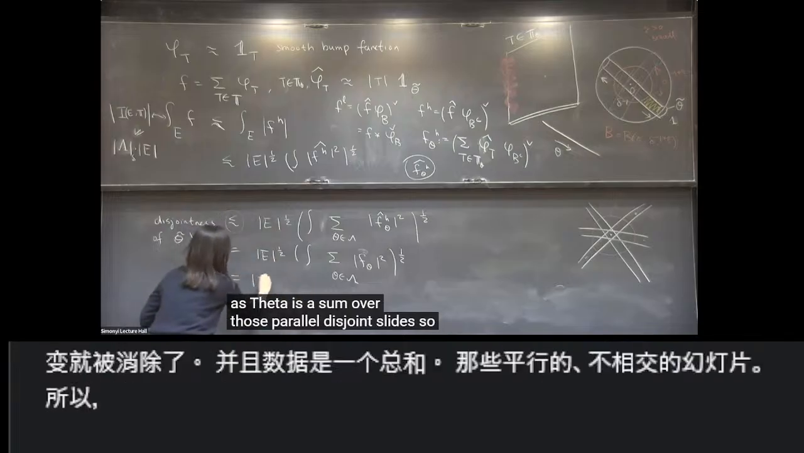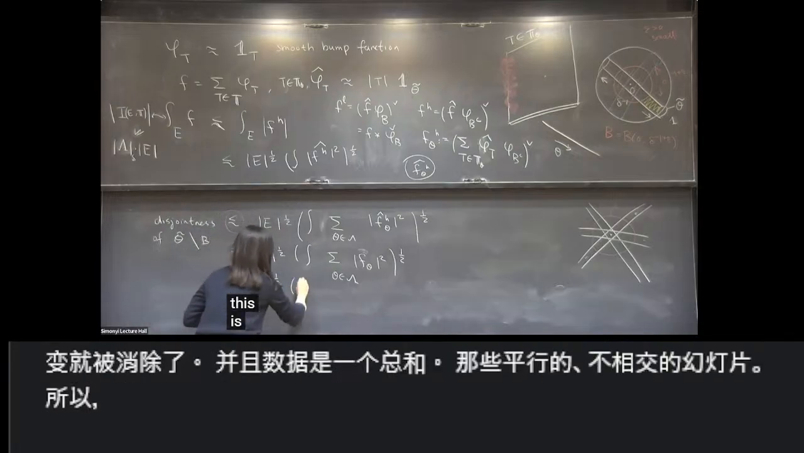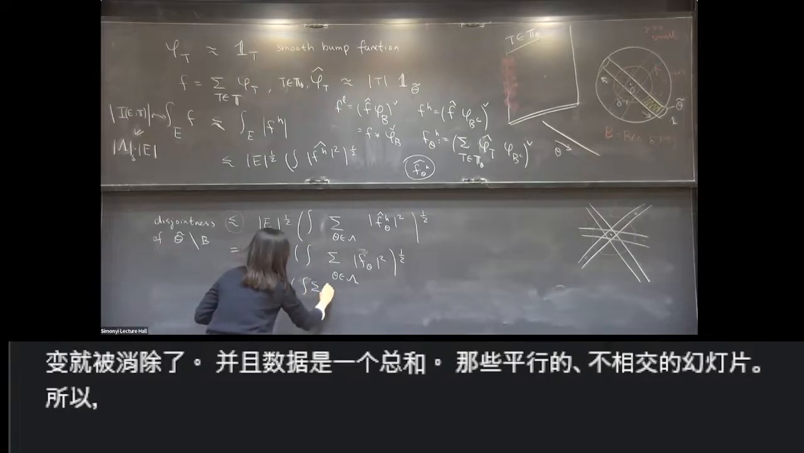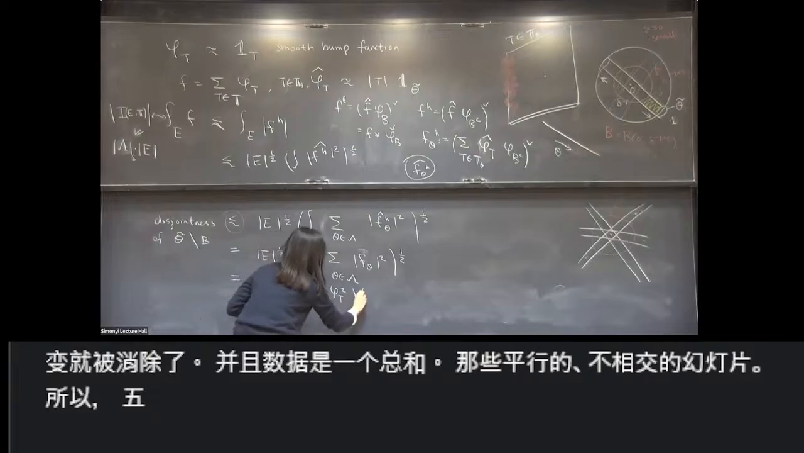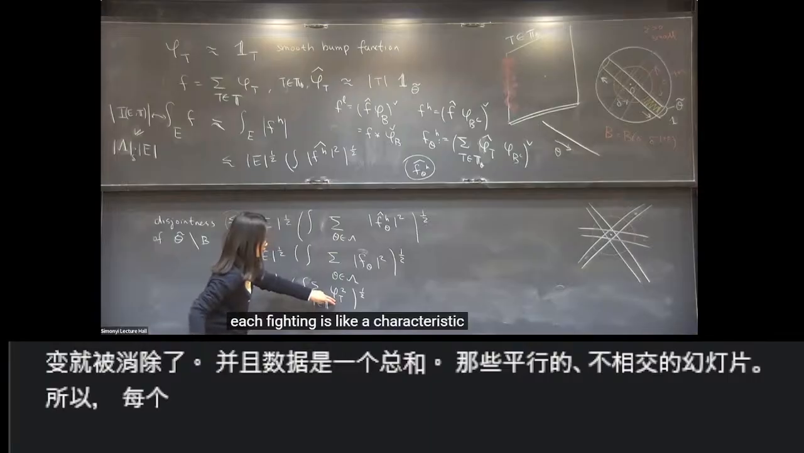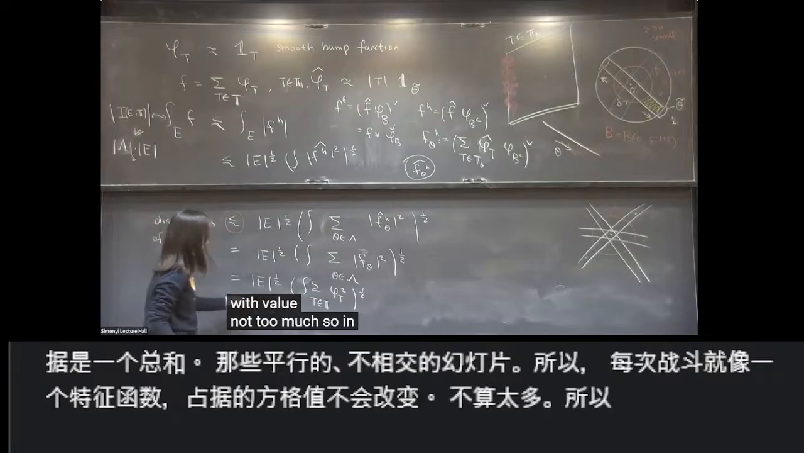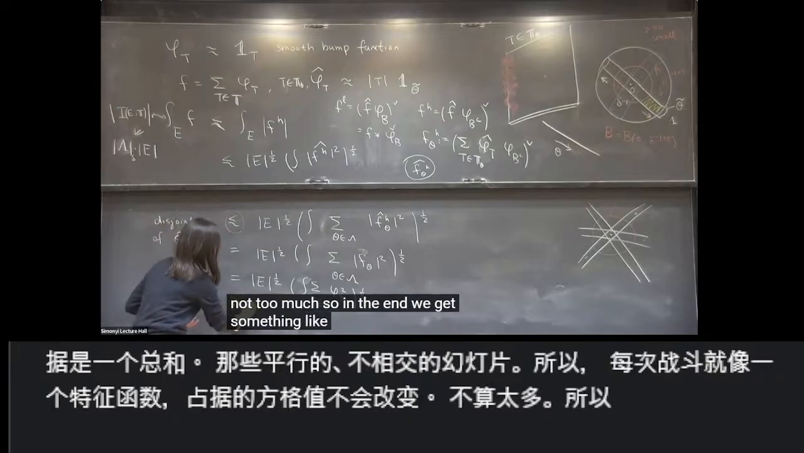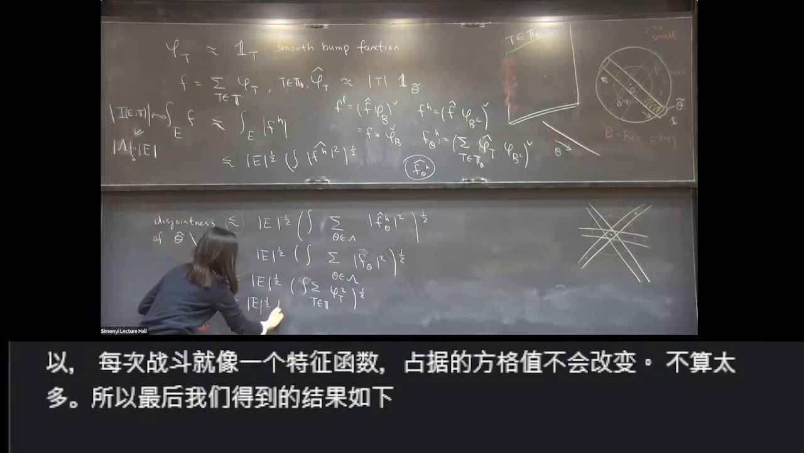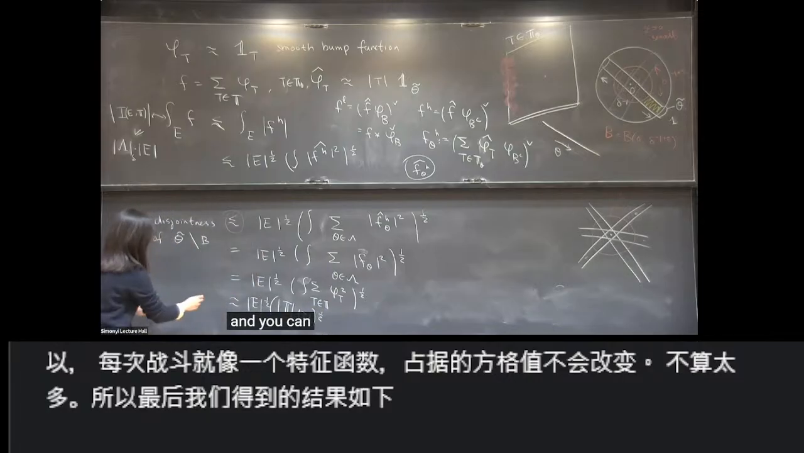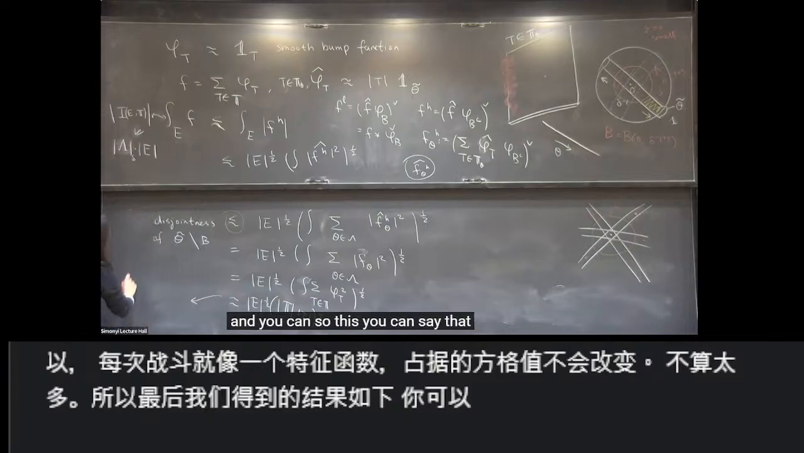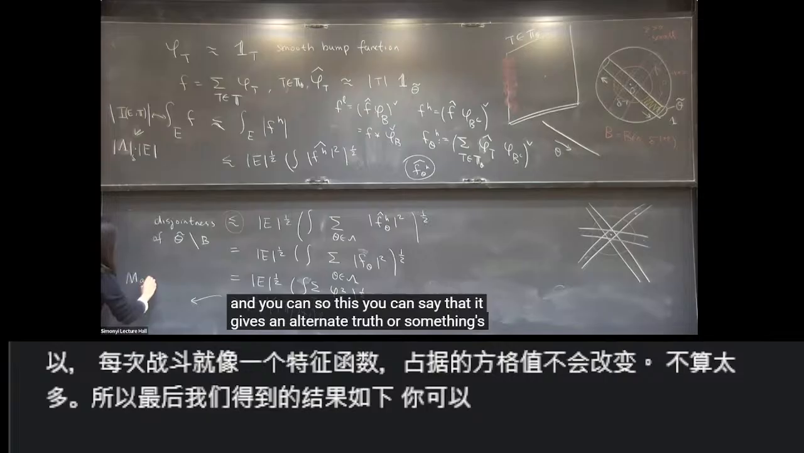So this is phi t squared. And each phi t is like a characteristic function. Taken square doesn't change with value too much. So in the end, we get something like this, and you can say that it gives an alternate proof of Marstrand's projection theorem.